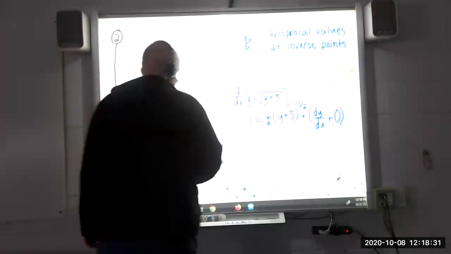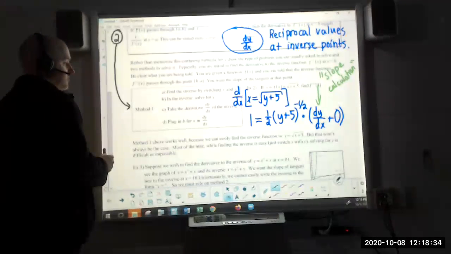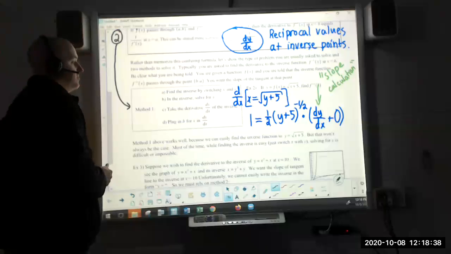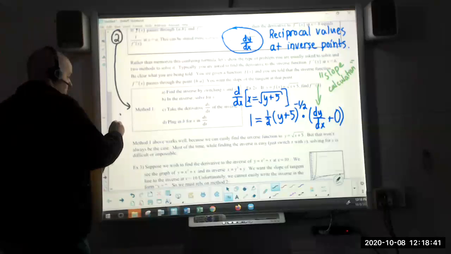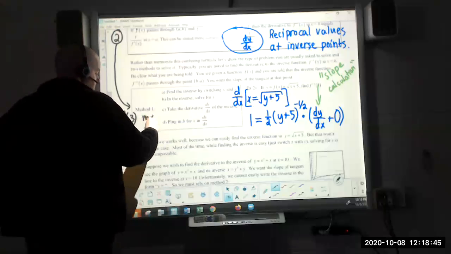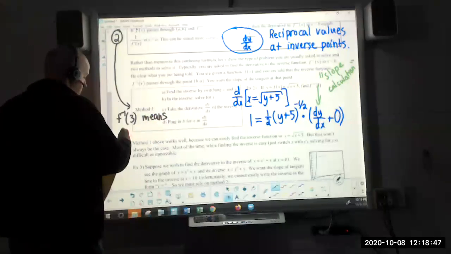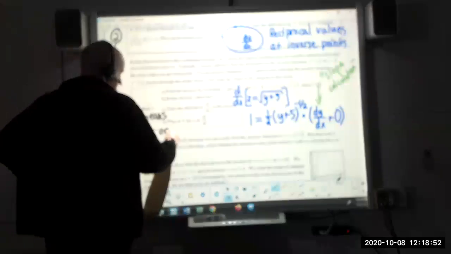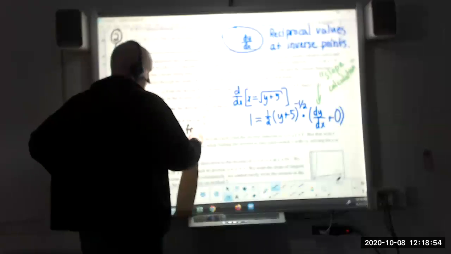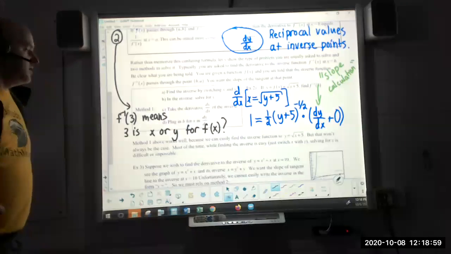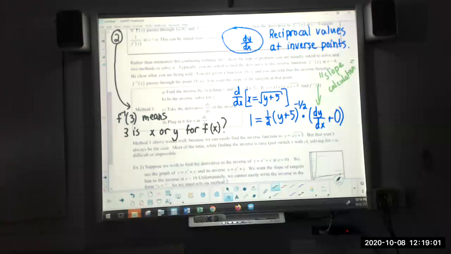A little bit of algebra. f inverse of 3 means, 3 is, multiple choice, is it the x, the input, or the y, the output for f of x? So think about it.